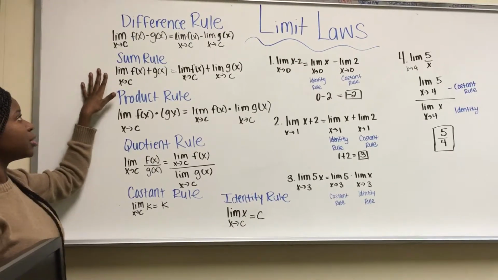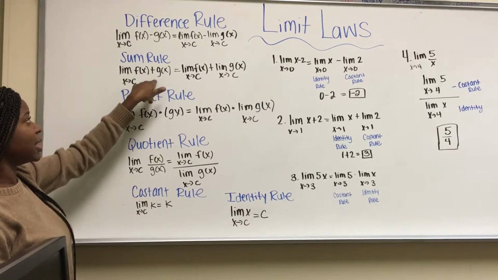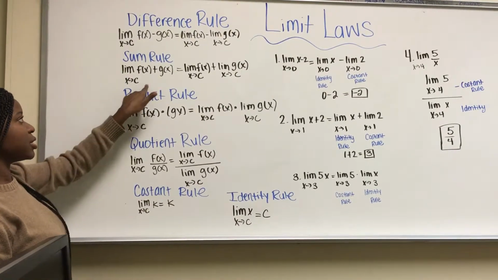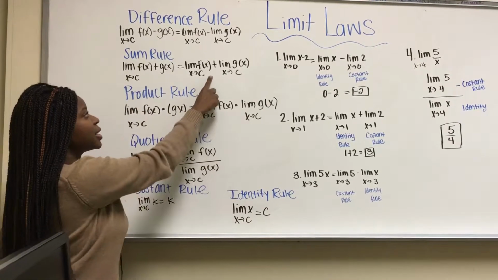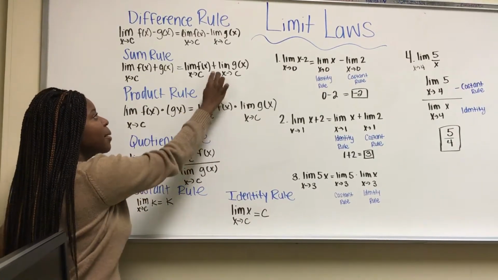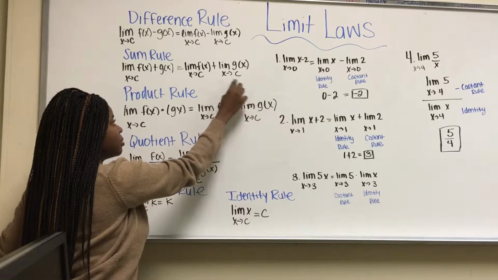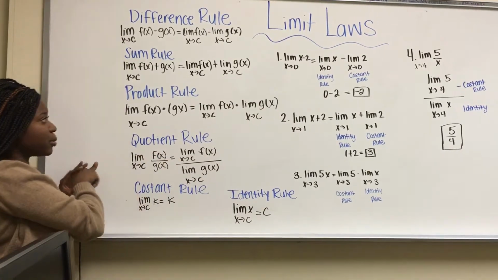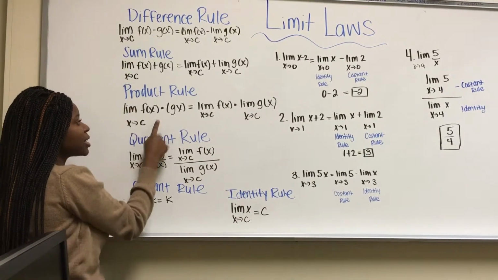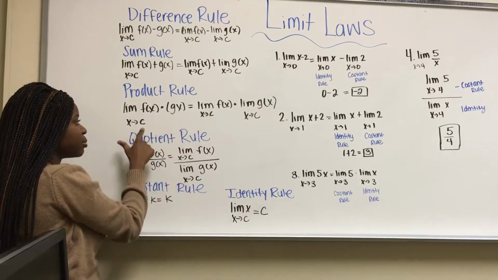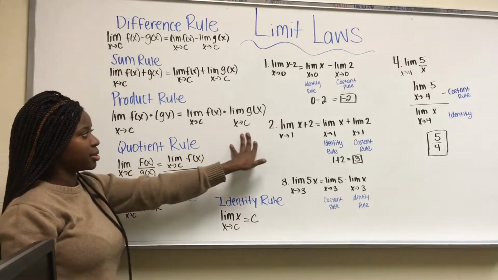The sum rule states the limit of f of x plus g of x as x approaches c equals the limit of f of x as x approaches c plus the limit of g of x as x approaches c. The product rule states the limit of f of x times g of x as x approaches c equals this.